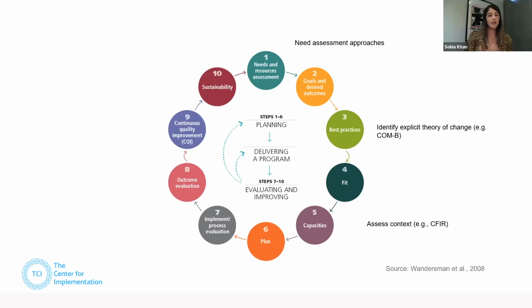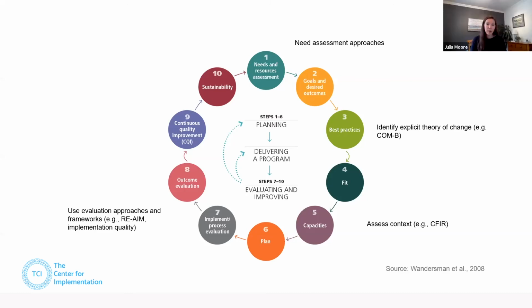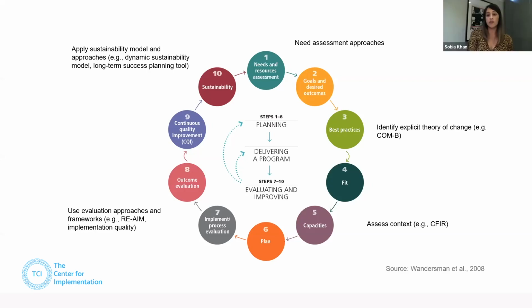So you have to understand the context of where you're implementing. So you can use something like the consolidated framework for implementation research in order to understand fit and capacities. As you get into thinking about monitoring and evaluating outcomes, you might need an evaluation framework and maybe a framework to help you think about implementation quality or fidelity. The final step is sustainability, and there are sustainability models like the dynamic sustainability model that exist, as well as tools like the long-term success planning tool.